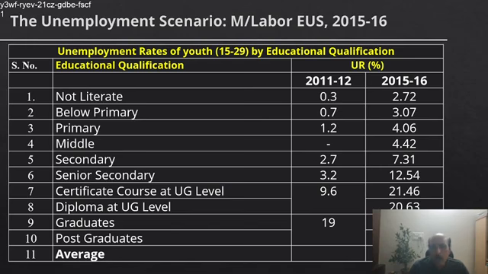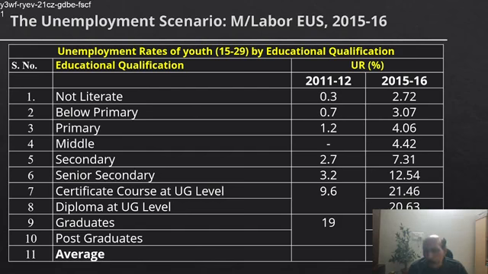And you see the data indicate that the more educated you are, the more likely that you will remain unemployed. In this case, around 9.6 percent of certificate holders or diploma holders are unemployed. Graduates and postgraduates are 19% unemployed as per the NSSO data. But when we put it along with the Ministry of Labour data, we found that the figures are almost comparable. The Ministry of Labour data says that 26-27% of graduates were unemployed in 15-16, and 28% of postgraduates.